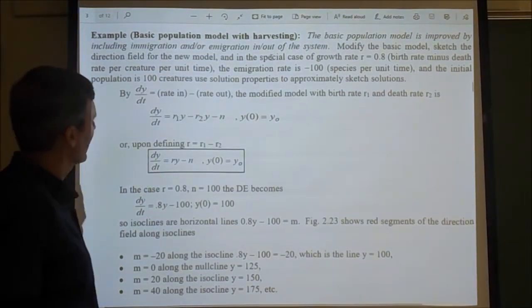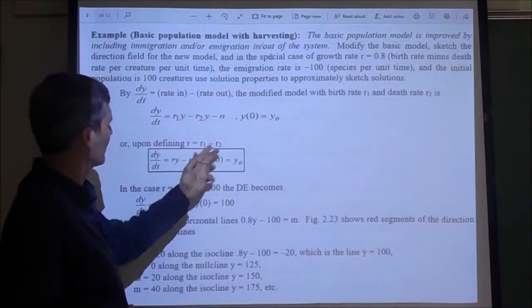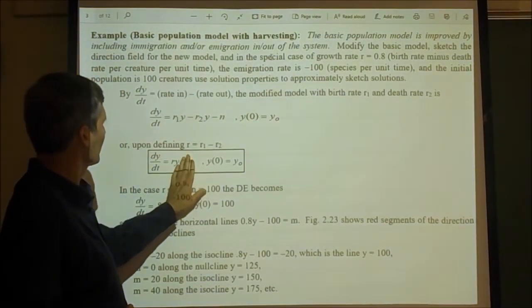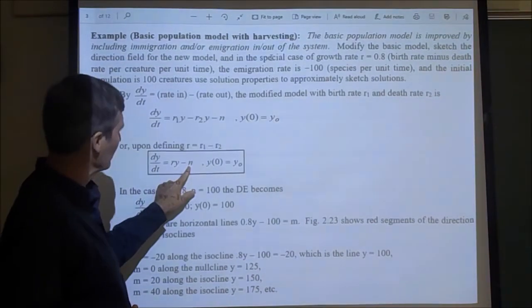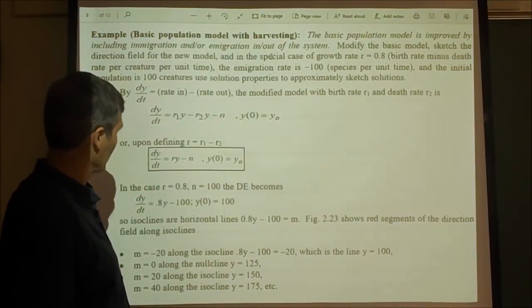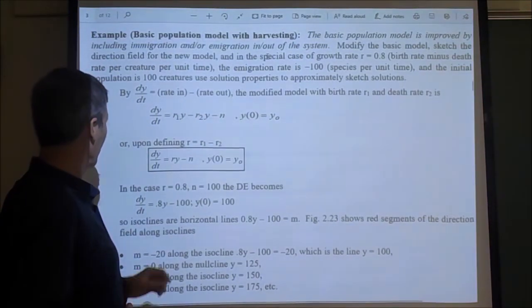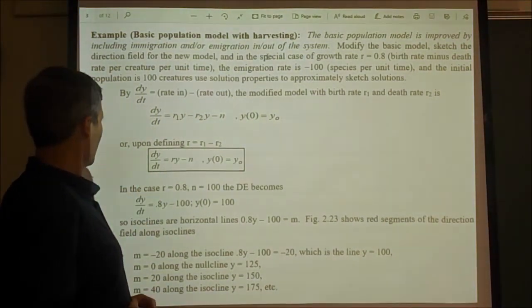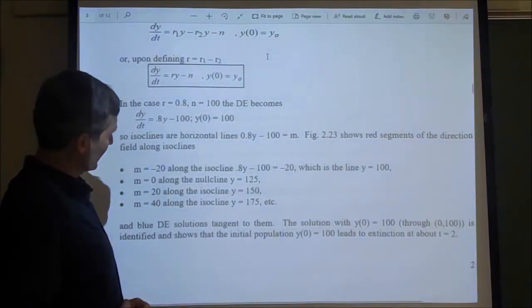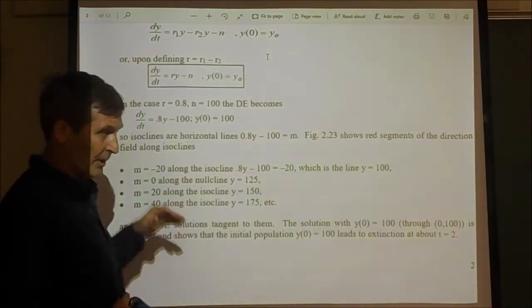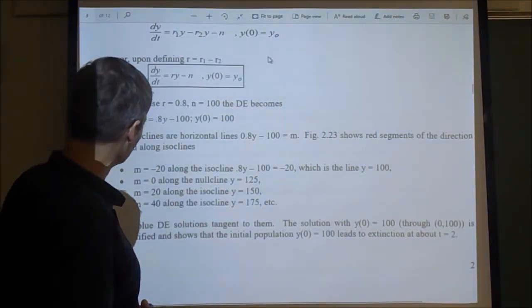Well, how can you solve this? If you define R equals R1 minus R2, this constant is the difference, you turn it into the basic population model plus another non-homogeneous term. You could solve this as a linear equation or as a separable equation, it doesn't matter. It's pretty easy, but we can also use this to illustrate how to get a pretty good sketch of the solutions without even solving the equation.